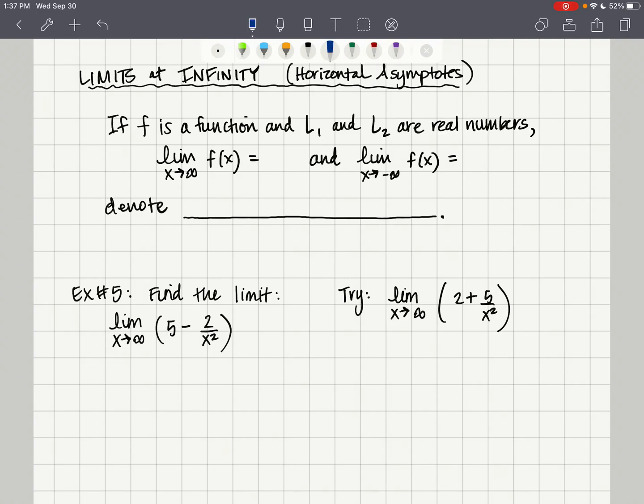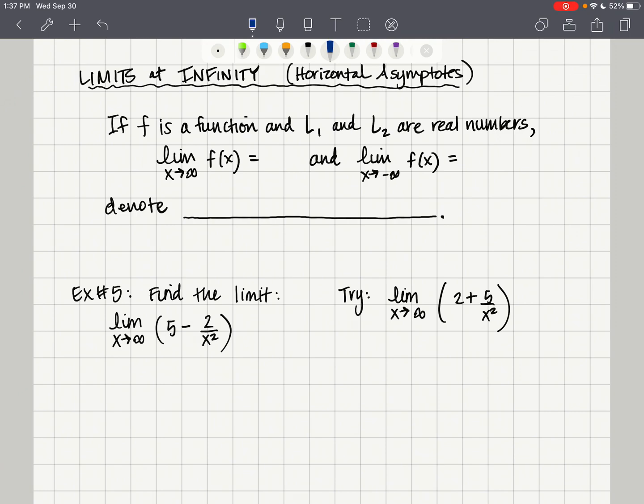Limits at infinity are horizontal asymptotes. You may have learned how to find a horizontal asymptote using a rule. So you may have looked at a rational function and identified a rule that you used and then said, yeah, this is where my horizontal asymptote is. What a horizontal asymptote is, it's really describing the end behavior of a graph as x approaches infinity, or the end behavior of a graph as x approaches negative infinity.